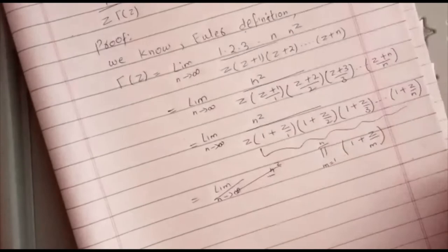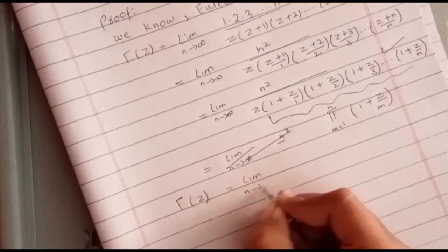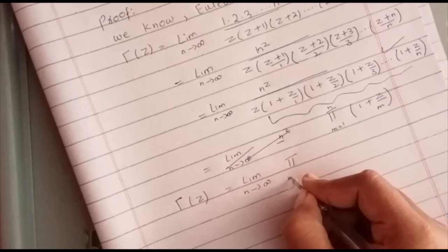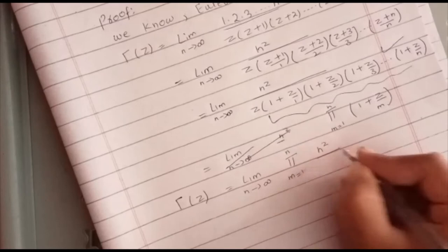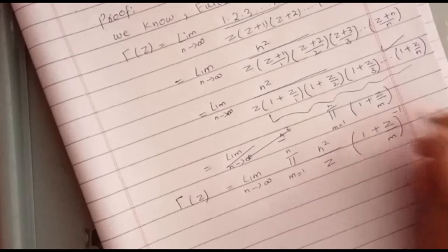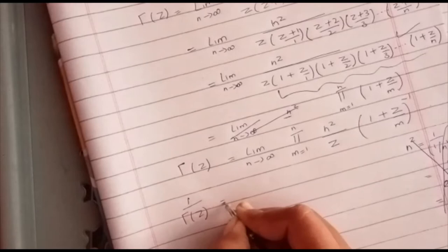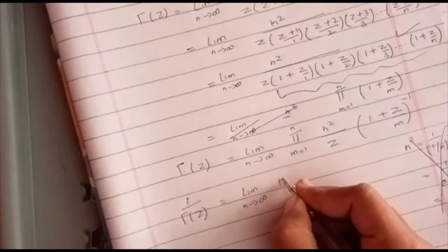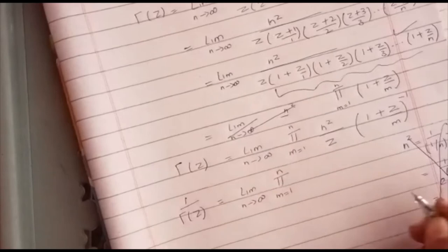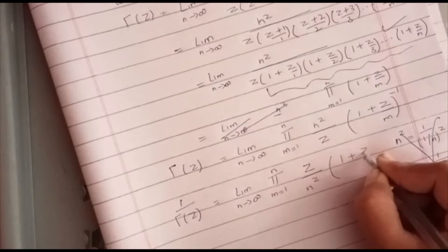Now this term becomes Gamma of z is equal to the limit as n approaches infinity of the product m = 1 to n of n to the power z over z, times (1 plus z over m) raised to the power minus 1. And 1 over Gamma of z is equal to the limit as n approaches infinity of the product m = 1 to n of 1 over n to the power z, times z (1 plus z over n).